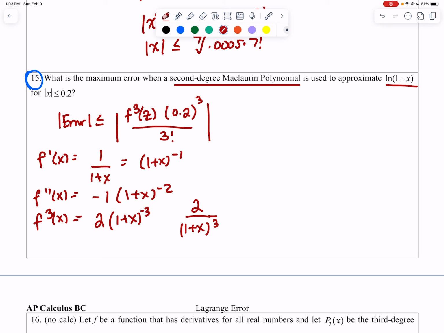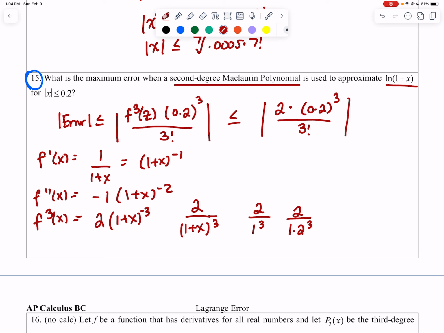Now, to figure out the maximum derivative between 0 and 0.2, what we're going to do here is just try and plug in and see which one is the maximum. So we have 2 over 1 to the third, or we have 2 over 1.2 to the third. Since we have a higher denominator here, this is going to be a smaller value, which means that this right here is going to represent my maximum derivative at 2. So this is going to tell me that my error is going to be 2 times 0.2 to the third over 3 factorial, so whatever that is.